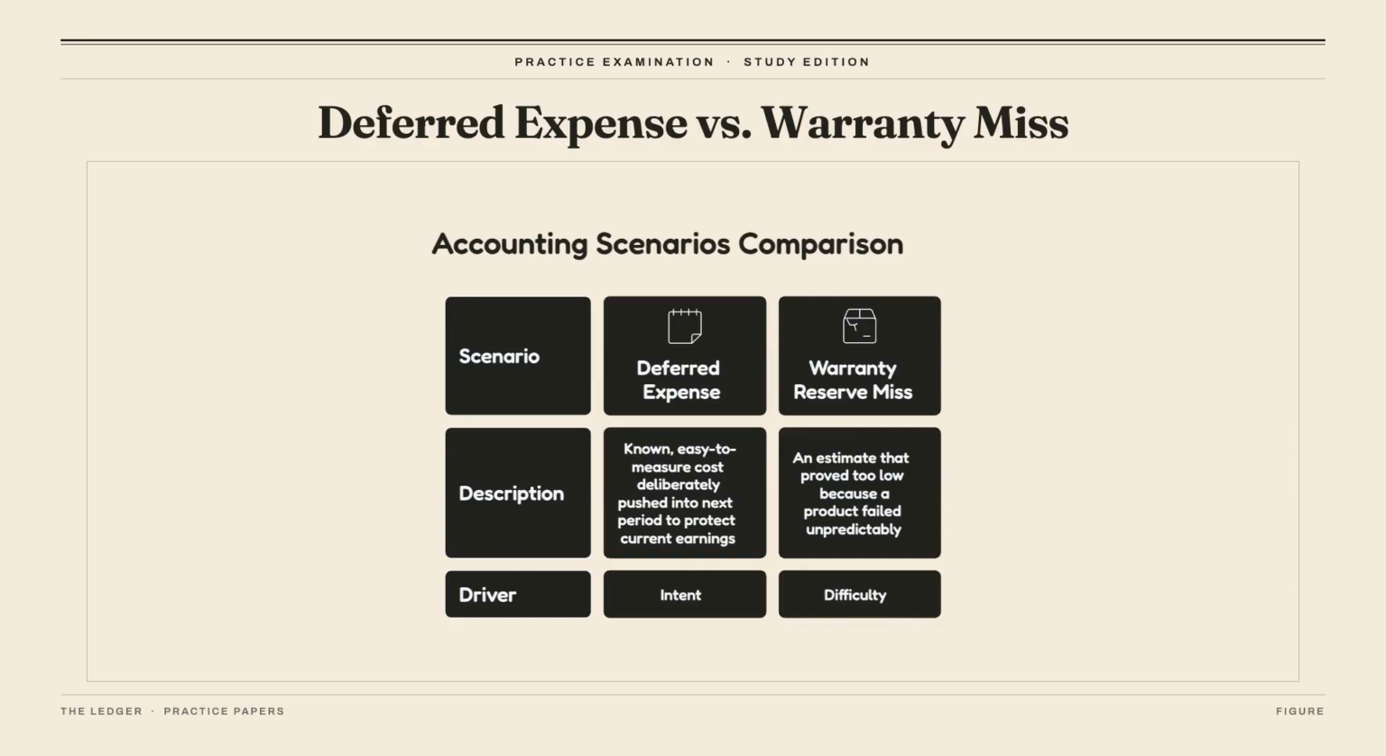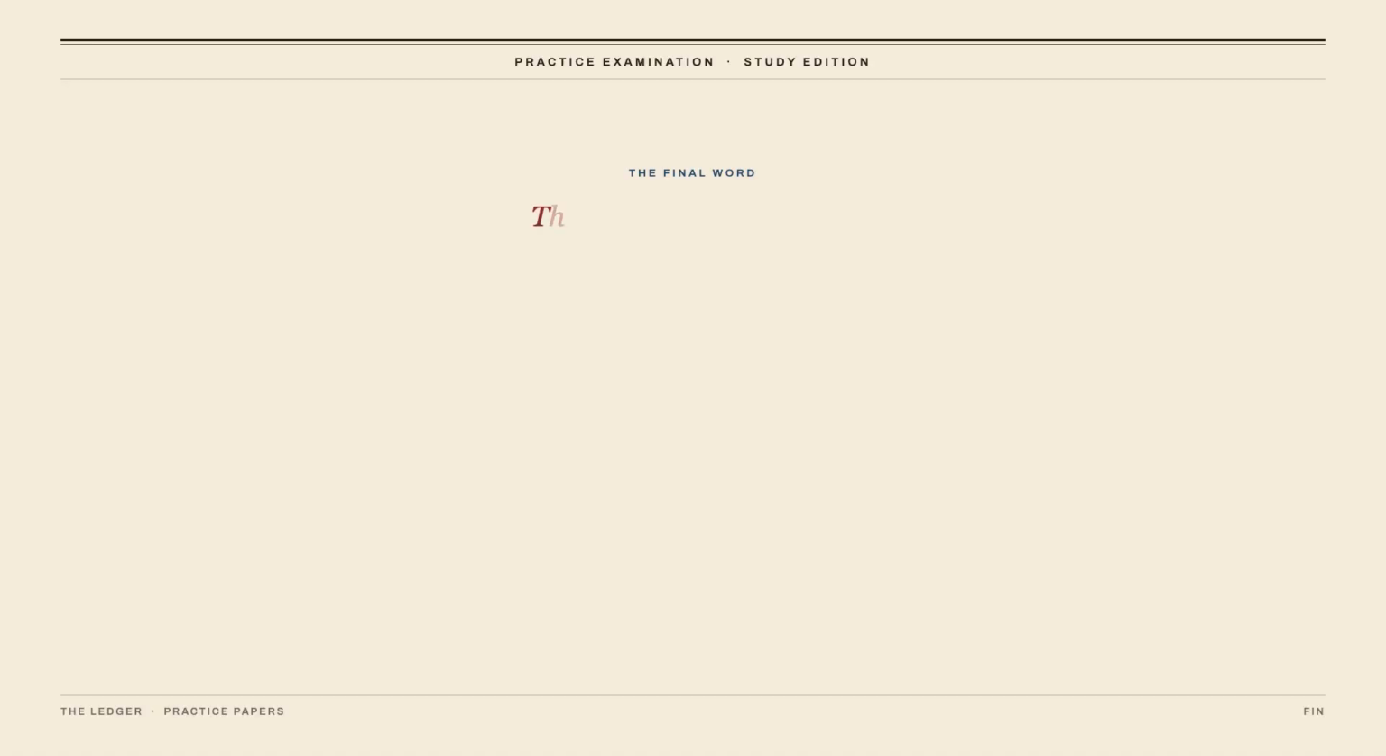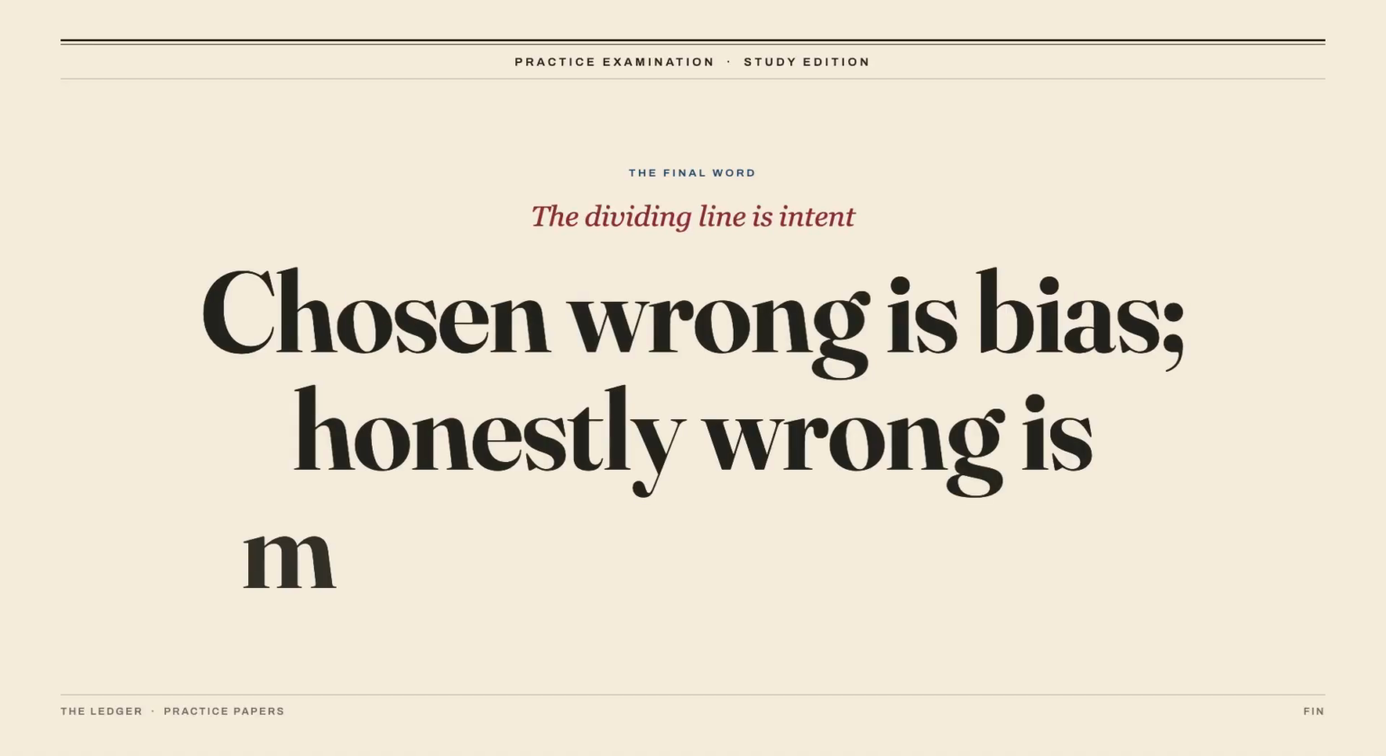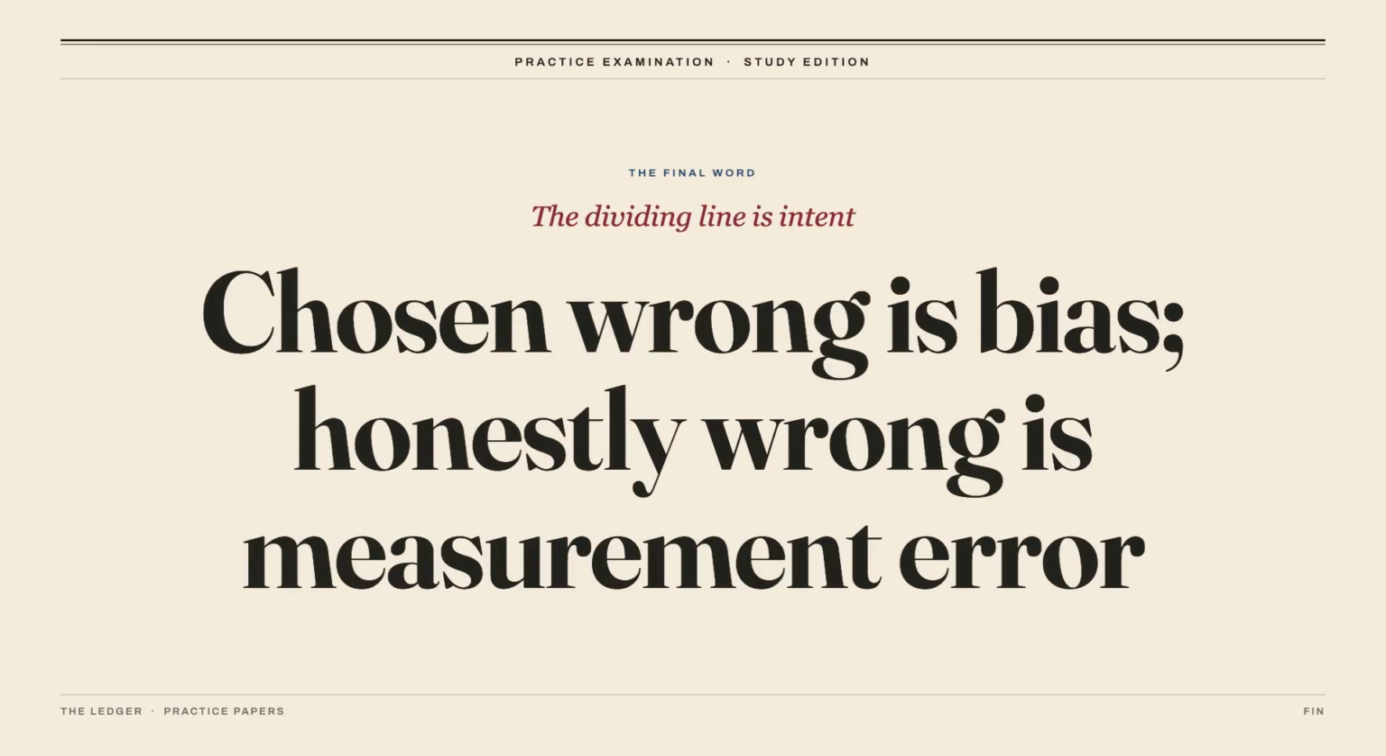Contrast that with a warranty reserve that proved too low because a product failed in a way no one could foresee. That's honest difficulty. The whole judgment rides on one question: was the distortion chosen? An estimate wrong because the world is hard to predict is measurement error, forgivable and uninformative. An estimate wrong because someone wanted it wrong is bias, and it stains the credibility of the entire report.